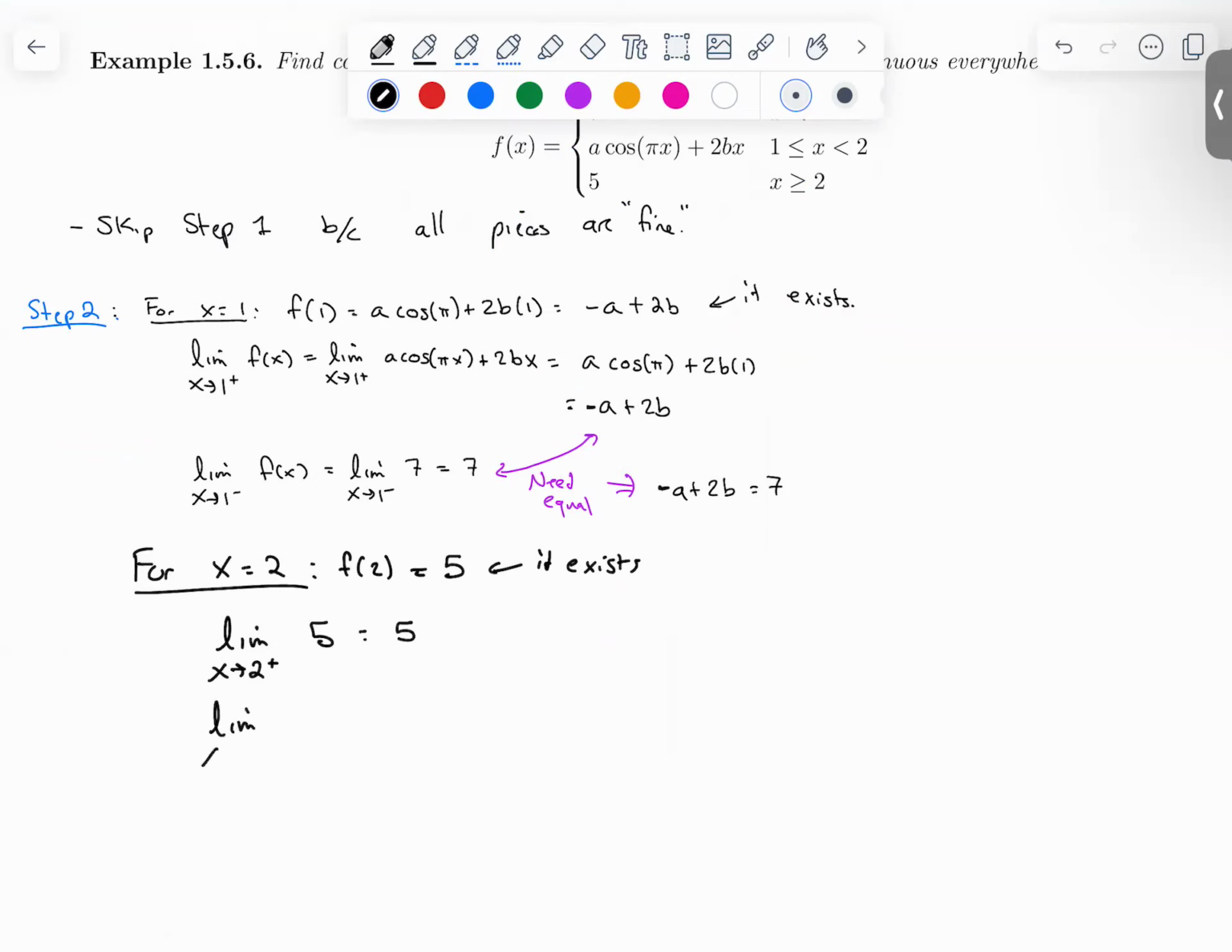And the limit as x approaches 2 from the left would be of a cosine pi x plus 2bx. Just like before, a and b are just numbers that don't depend upon x, so you can just plug in 2. You get a times cosine of 2 pi plus 2b times 2, and cosine of 2 pi is 1. Good. Resounding 1 from everybody. We all know our trig. So that's a plus 4b. And we need these equal.